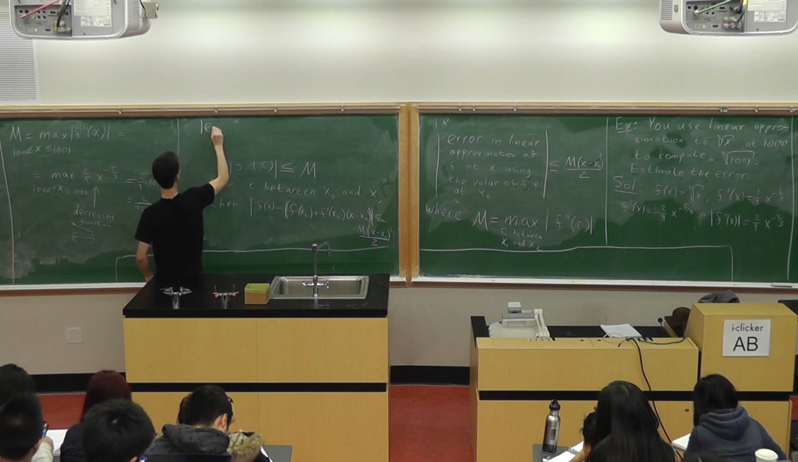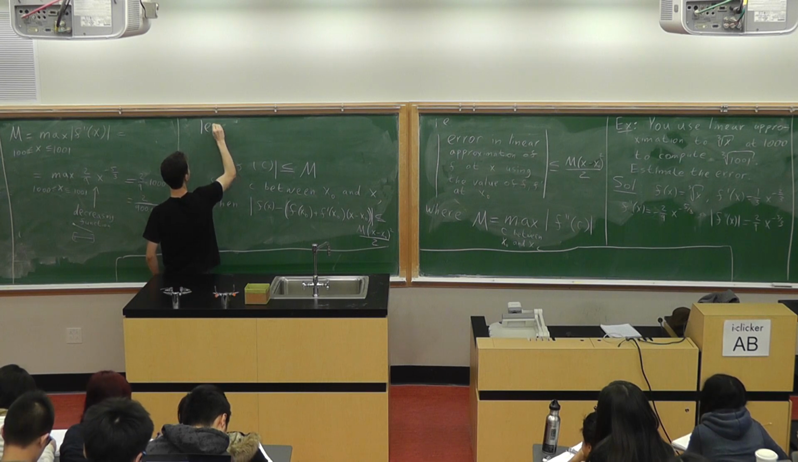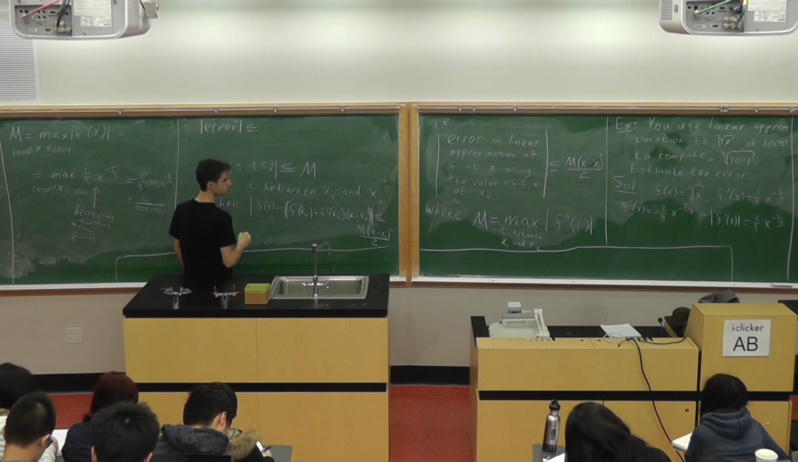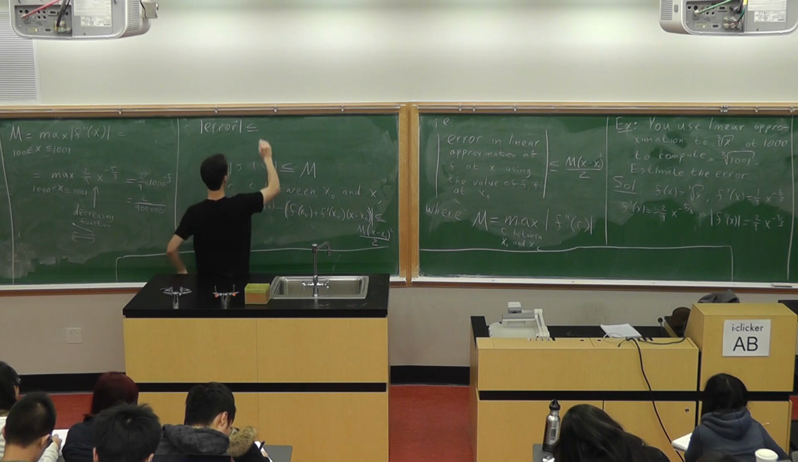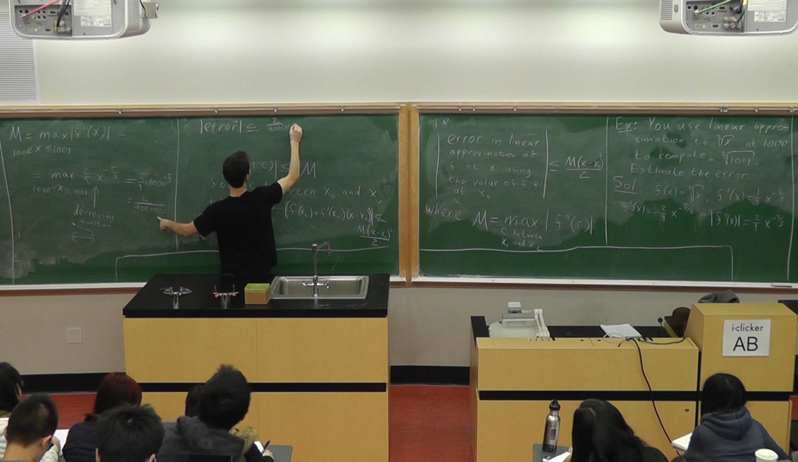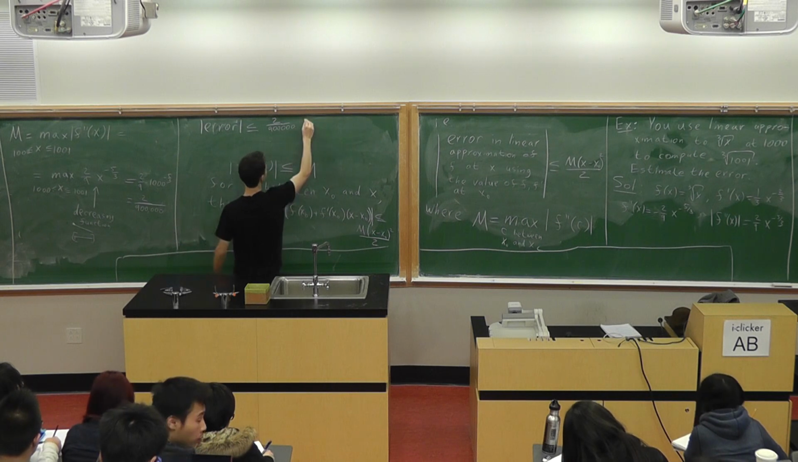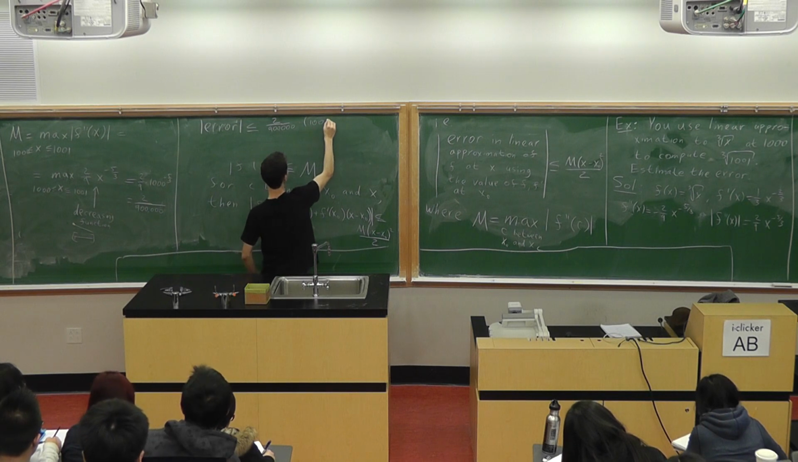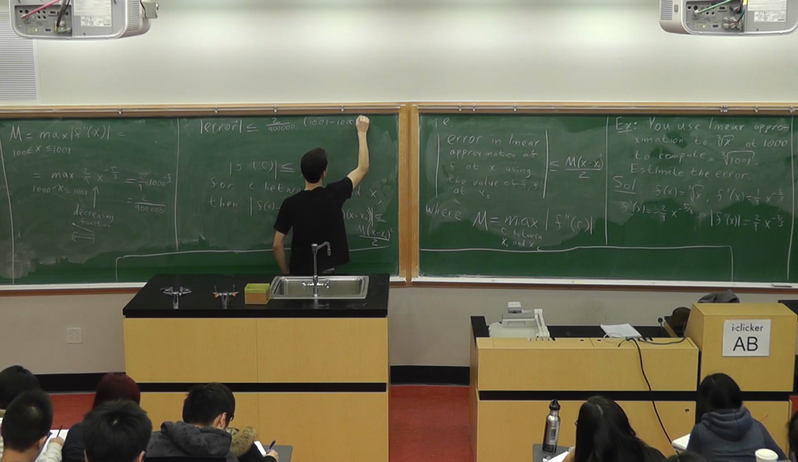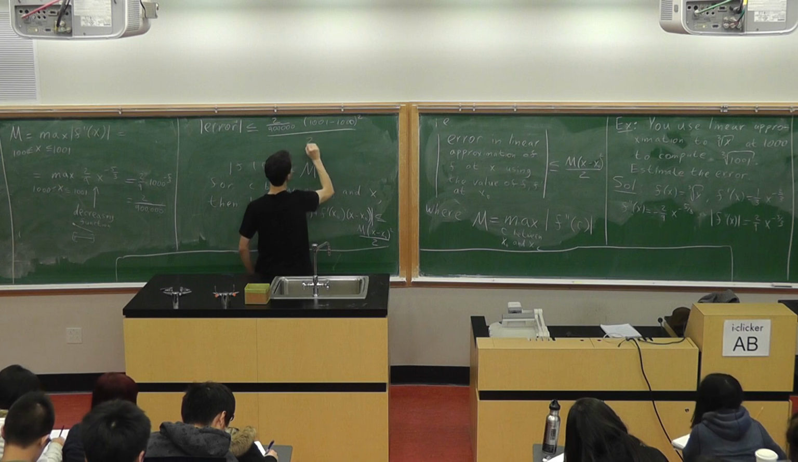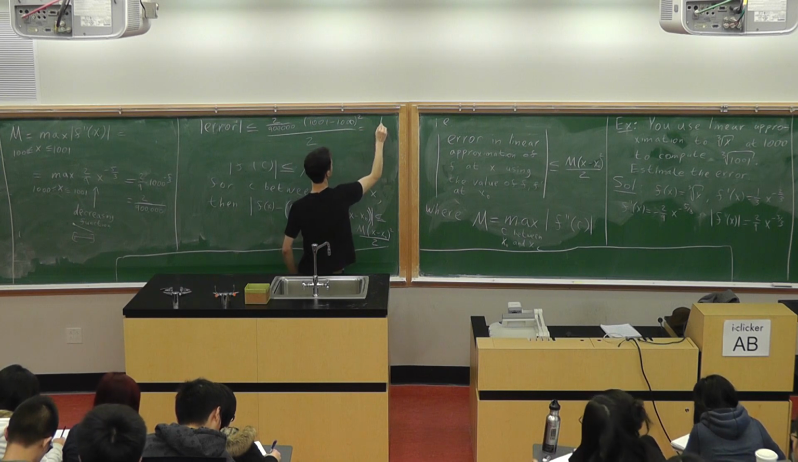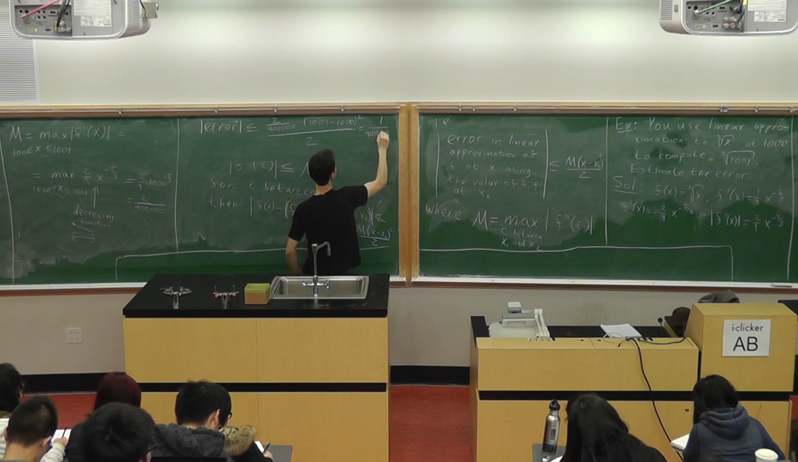Absolute value of the error is at most m, which you found to be 2/9 over 100,000, times x minus x naught, which means 1001 minus 1000, squared, and divided by 2. Or if you simplify, it's just 1 over 900,000.